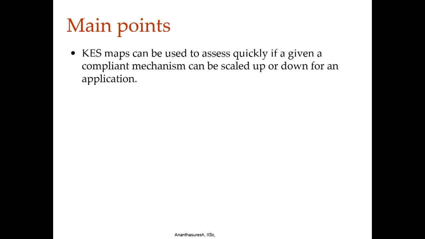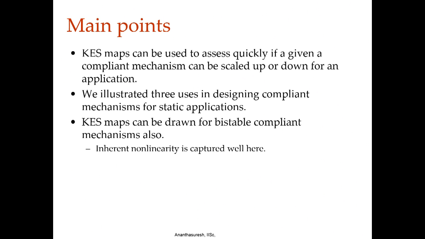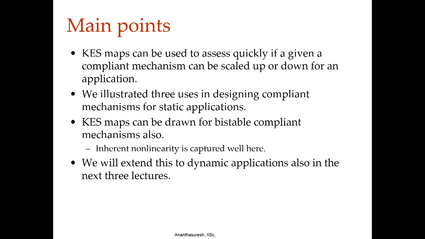So, to summarize, the main points are that kinetoelastic maps can be used to quickly assess if a given compliant mechanism can be scaled up or down, made bigger or smaller, because it is non-dimensional. We illustrated that using 3 examples in static applications, including one for the bistable mechanism. The nonlinearity which is inherent there is captured really well here, as we saw in this example, and later on we can extend this to dynamic applications in the next 3 lectures.